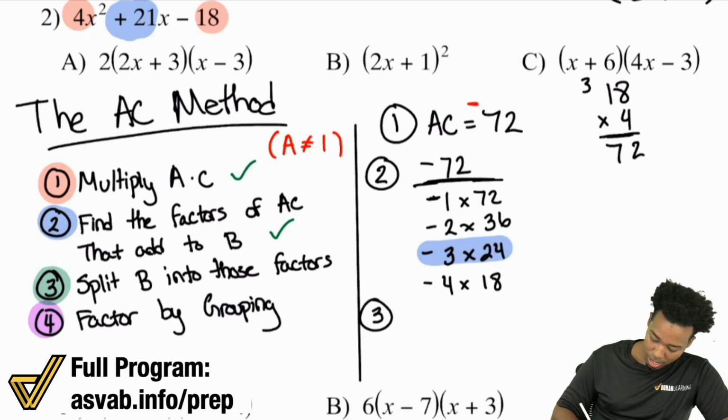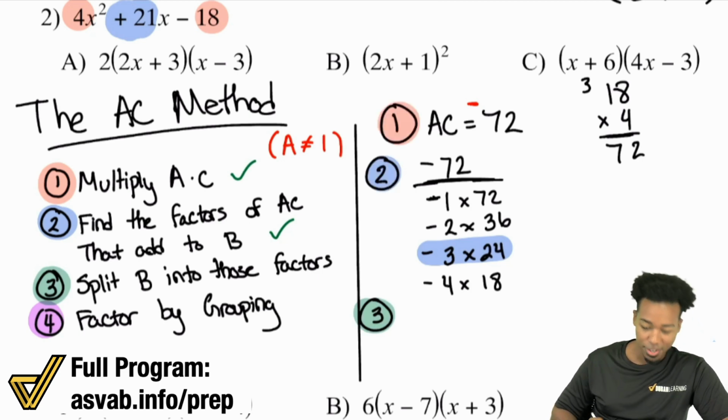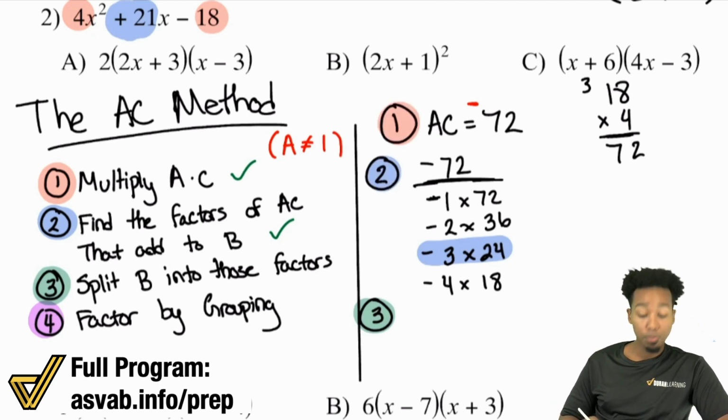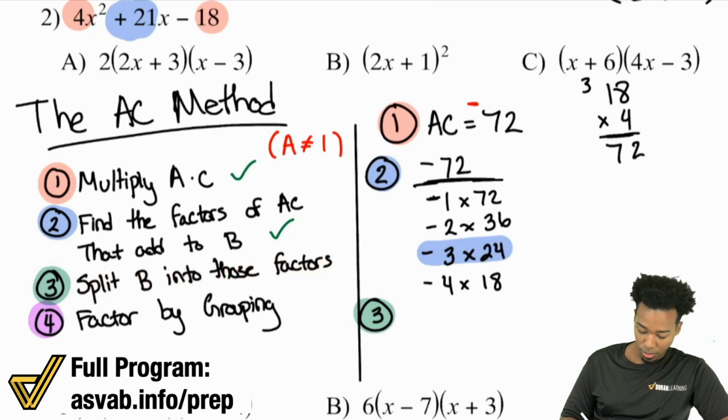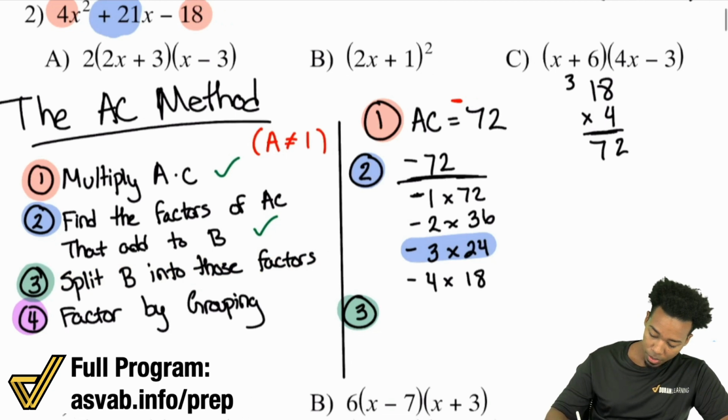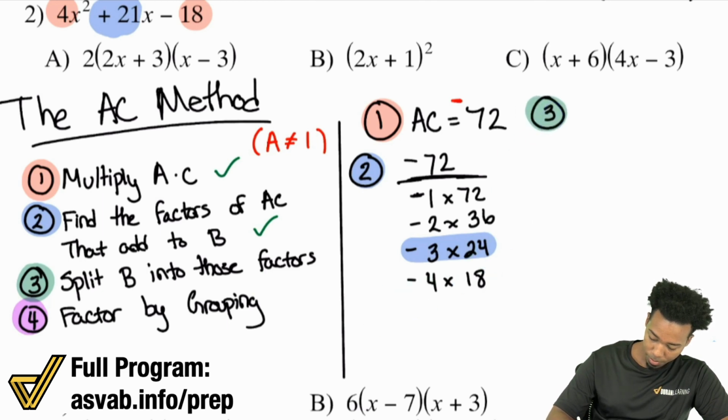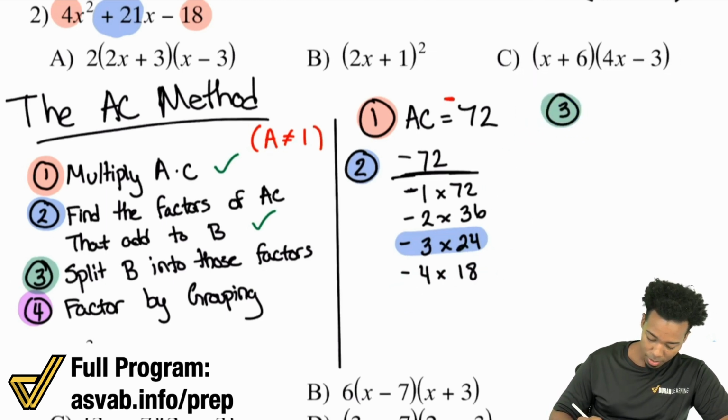Step 3 is, again, split. Let me actually just highlight everything accordingly. That way you can feel good about yourself here. Step 3, we're going to split B into those factors, negative 3 and a positive 24. So step 3, I'll go ahead and do over here. Let me go ahead and erase this. Let me just move this over here. And I'm going to write everything out again.